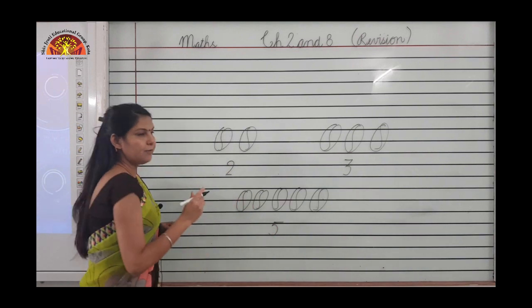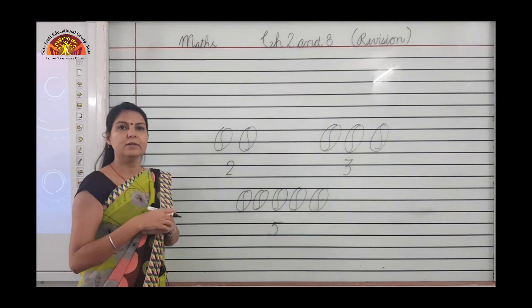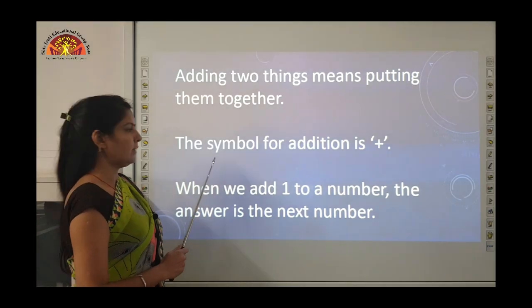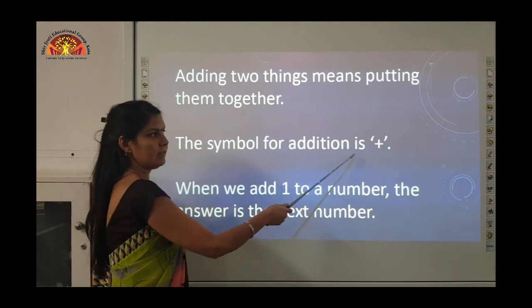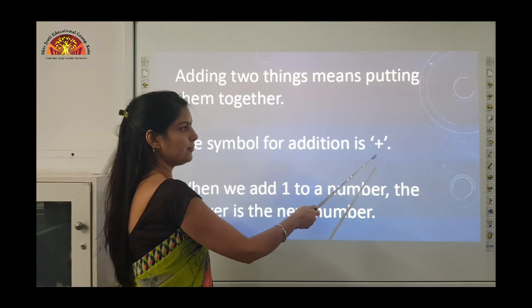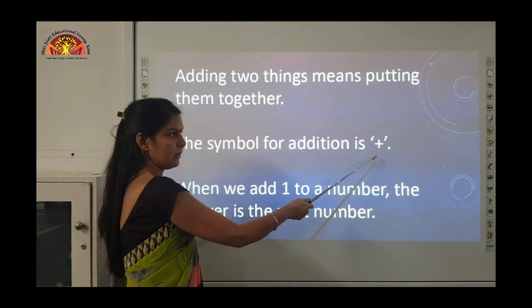So we can say when we keep all things together, this is called addition. So children, the second point is the symbol of addition is this. You know this is the sign of addition and you can read it as plus, the sign of plus.